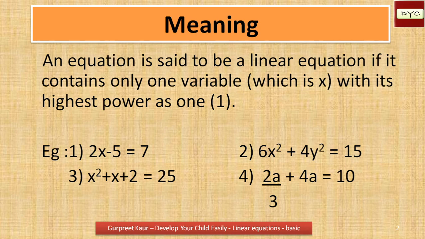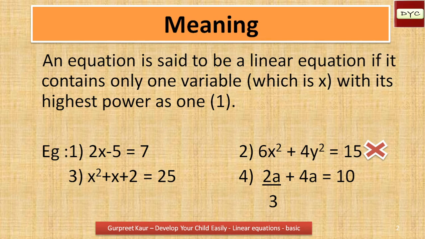Looking into the definition and all the examples, some are contradictory. If I see this 6x square plus 4y square, it does not go with the definition that states that there should be one variable and the highest power should be 1. So 6x square plus 4y square is equal to 15 is not a linear equation. If I look into the first one, 2x minus 5 is equal to 7, it goes with the definition.